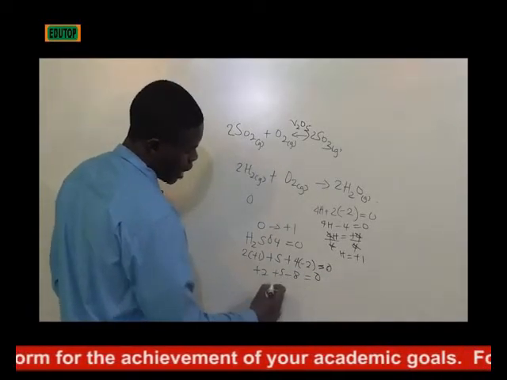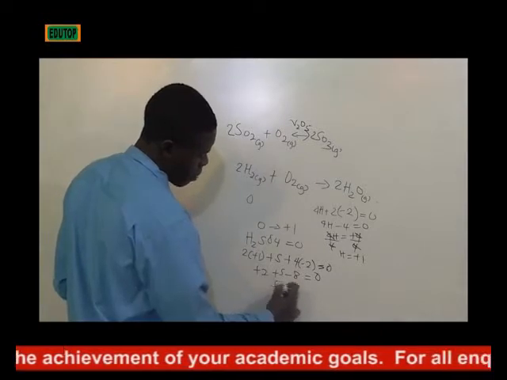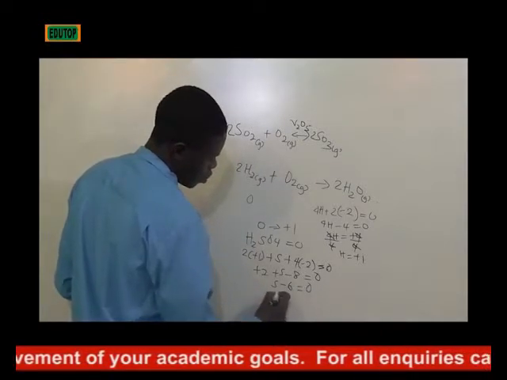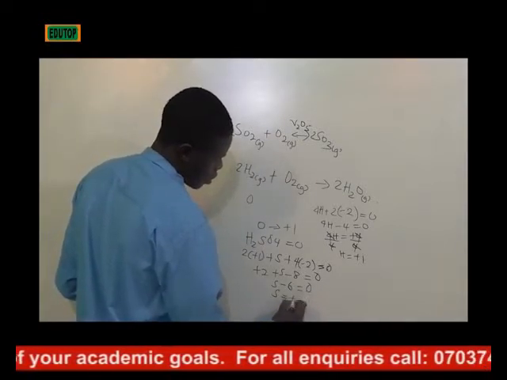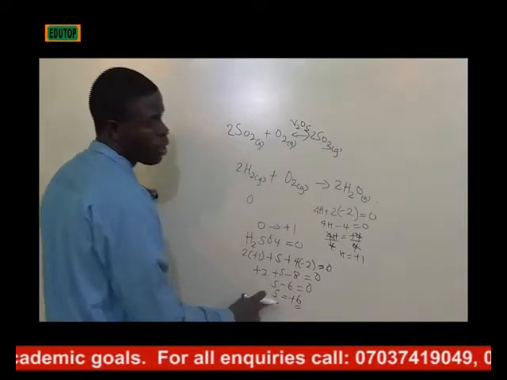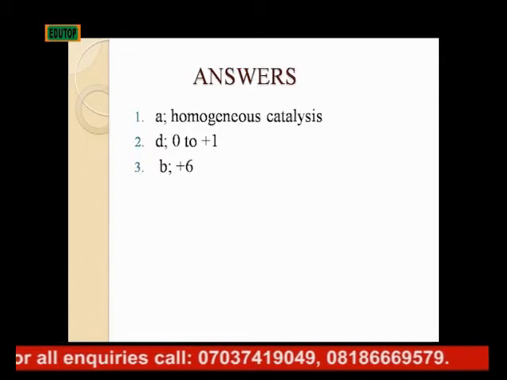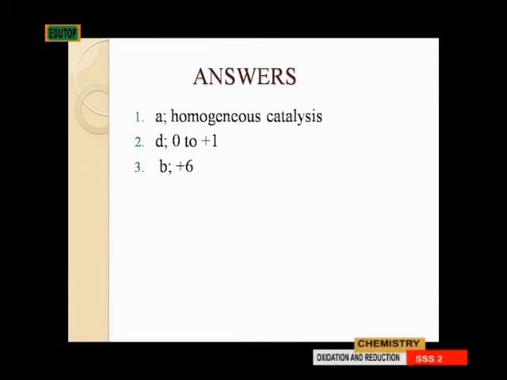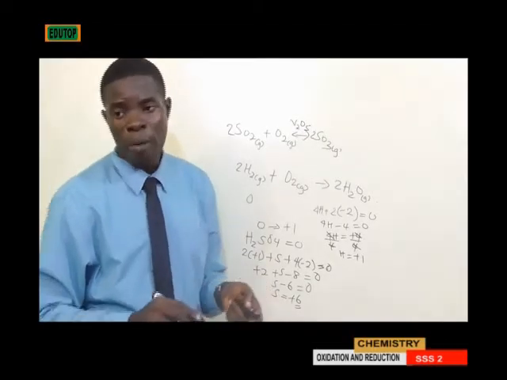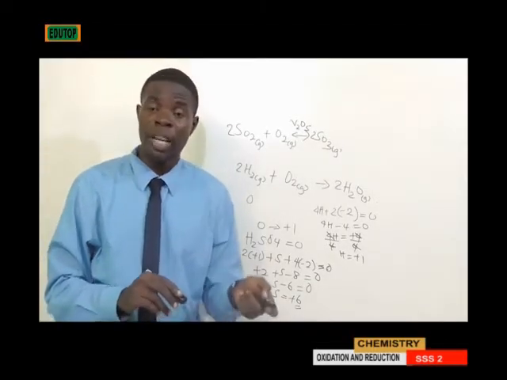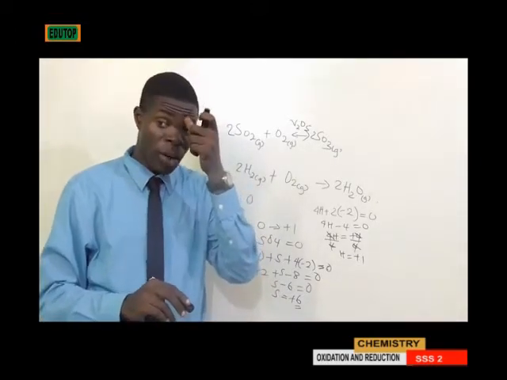+2 minus 8, that's -6. S minus 6 equals to 0. So S will be +6. So the oxidation number of sulfur in H2SO4, which is tetraoxosulfate(VI) acid, is +6, which is B. Then question number 4, what is the difference between oxidation and reduction?